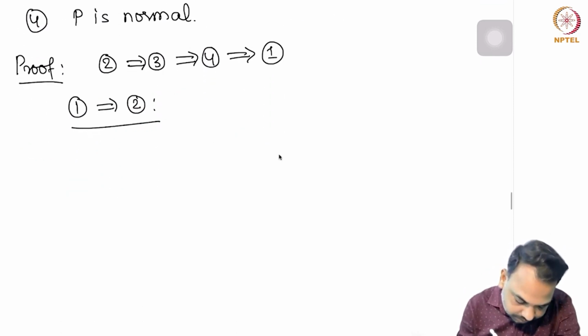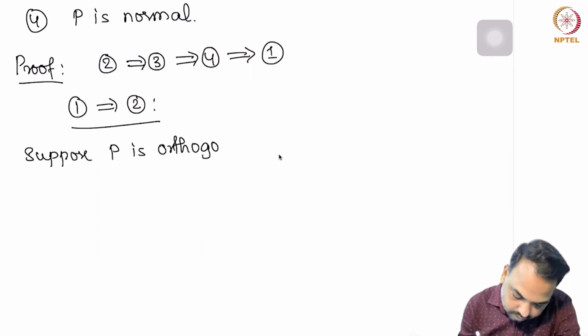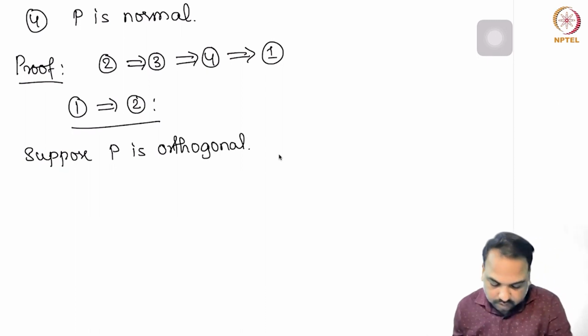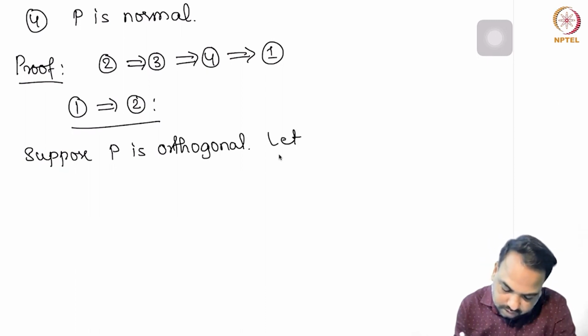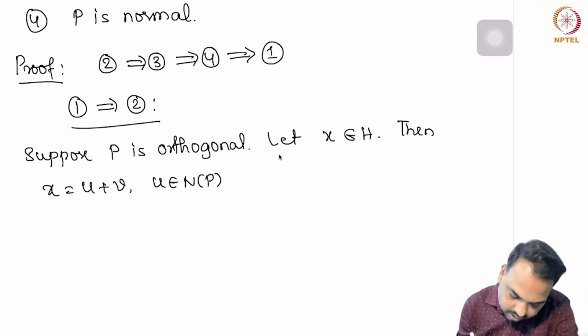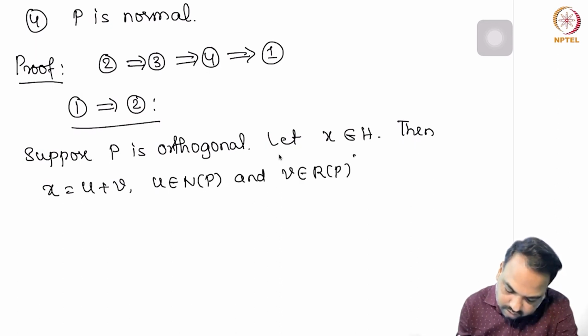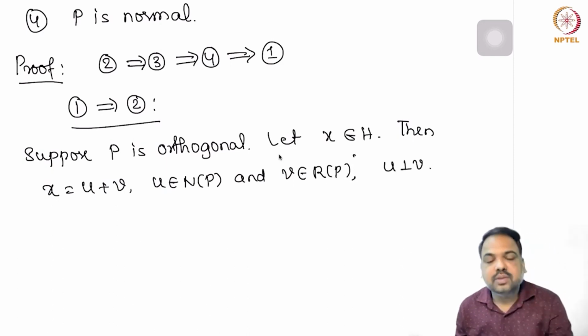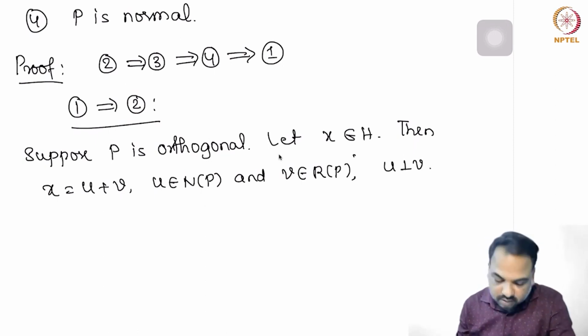Suppose P is orthogonal. Let us take x in H, then we can write x as u plus v, where u is coming from the null space of P and v is coming from the range of P, and u is orthogonal to v because it's an orthogonal projection. Null space of P and range space of P are orthogonal to each other.